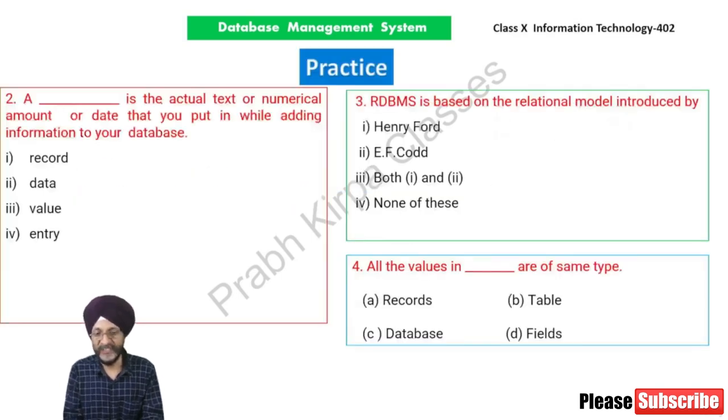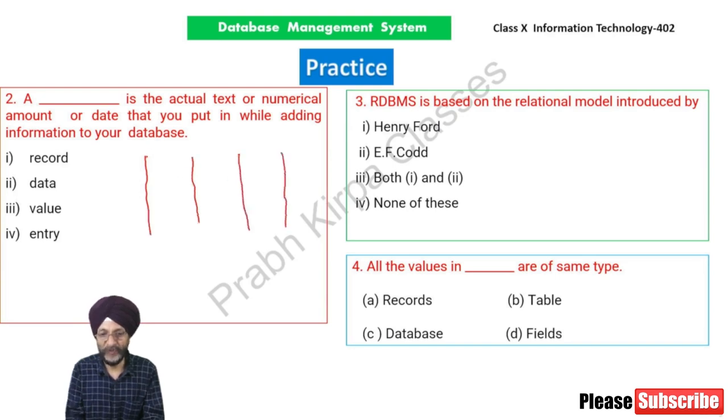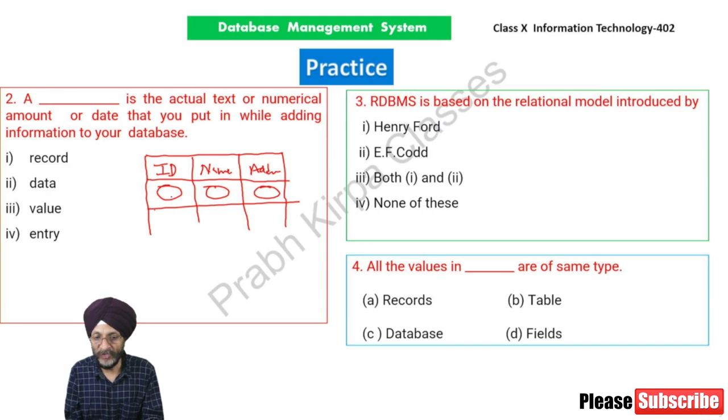Dash, a dash is the actual text or numerical amount or date that you put in while adding information to your database. As you know, a database consists of tables. Suppose this is the table. Here we put employee ID, here we put employee name, here we put employee address. Here we are to mention ID, here we are to mention name, here we are to mention address. So what we add here is the value.